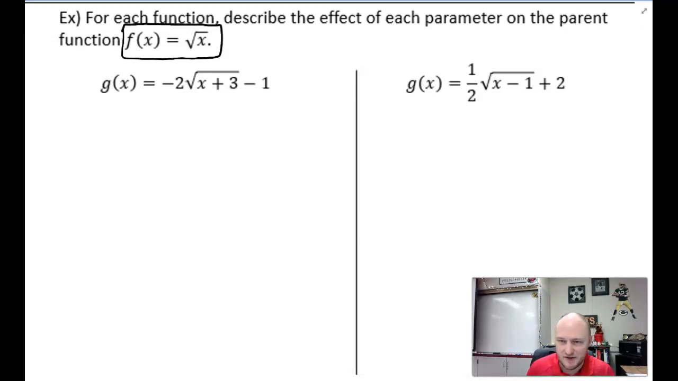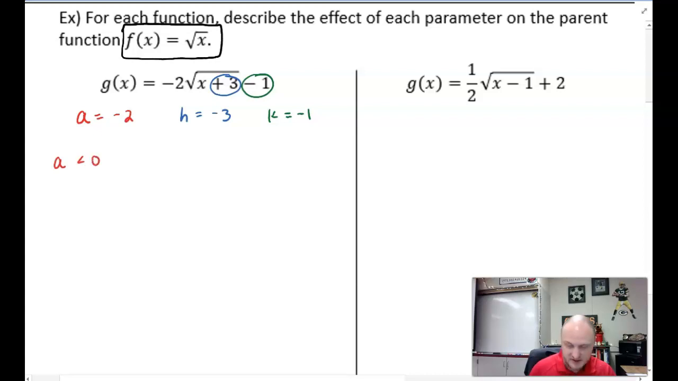So step 1, just identify what our a, h, and k are. So a is -2, h is always opposite, remember, so it's -3, and our k value is -1. Alright, so what are the effects produced by this? Well, the first thing I notice is that a is negative. That's going to cause a reflection. Because a is less than 0, this causes a vertical or x-axis reflection. So I'm going to say vertical reflection.